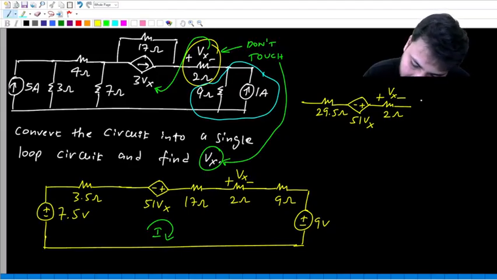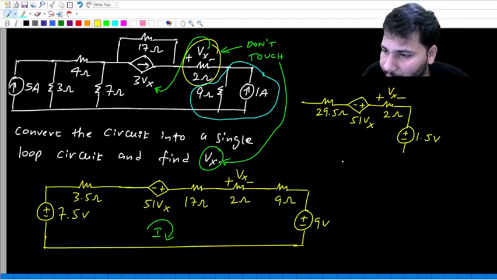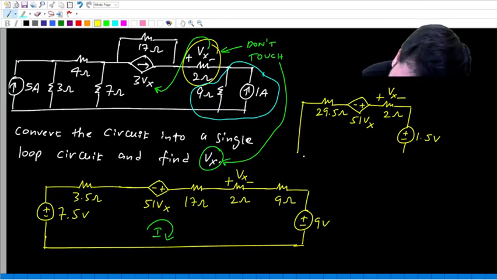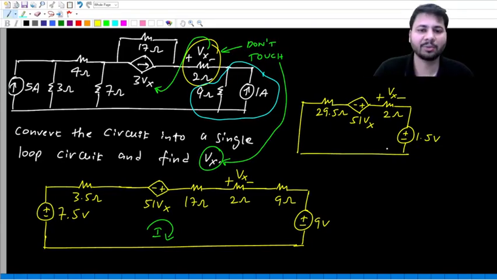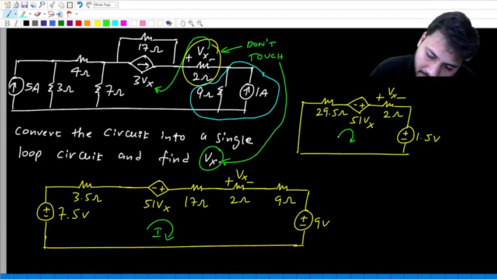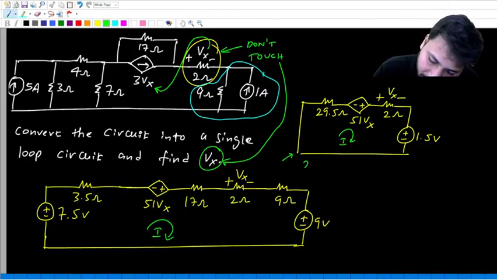Anyway, so this is the 2 ohm resistor. And as I said, the 9 volt and 7.5 volt sources can be combined into a single 1.5 volt source. That's all. This is the maximum simplification that can be done in this circuit. Again, the loop current, let it be some I. Let us write KVL around this loop starting from this point.